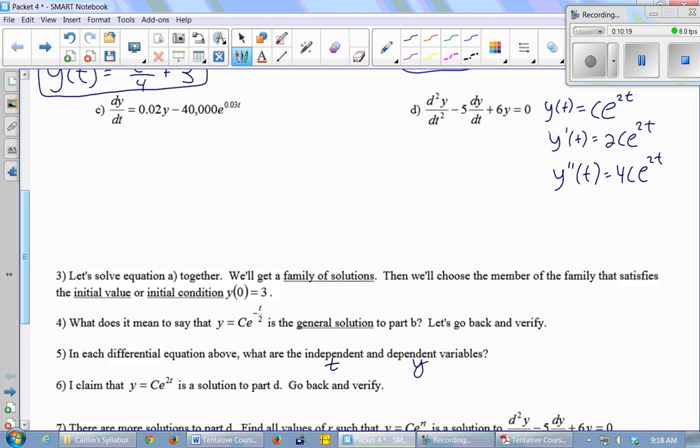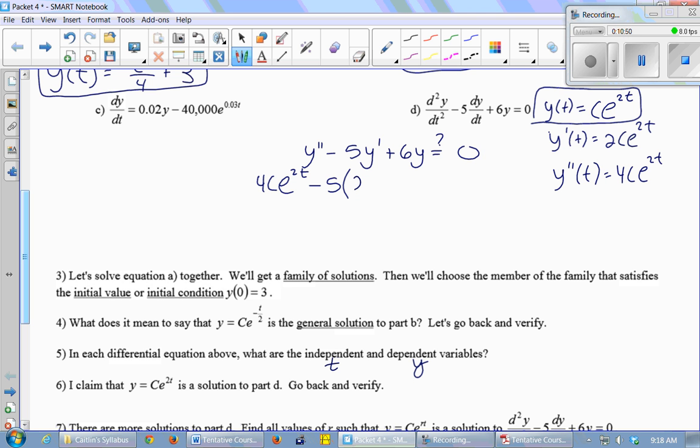All right, so now this says that y double prime minus 5y prime plus 6y has to equal 0, right? So let's check and see if that's true. If it's true, then this thing that I proposed as a solution really is a solution. We think that that's the solution. So if that's the solution, I should be able to plug all these things in and get 0. So y double prime is 4c e to the 2t minus 5 times y prime, which is 2c e to the 2t, plus 6 times the original function itself, that's c e to the 2t.